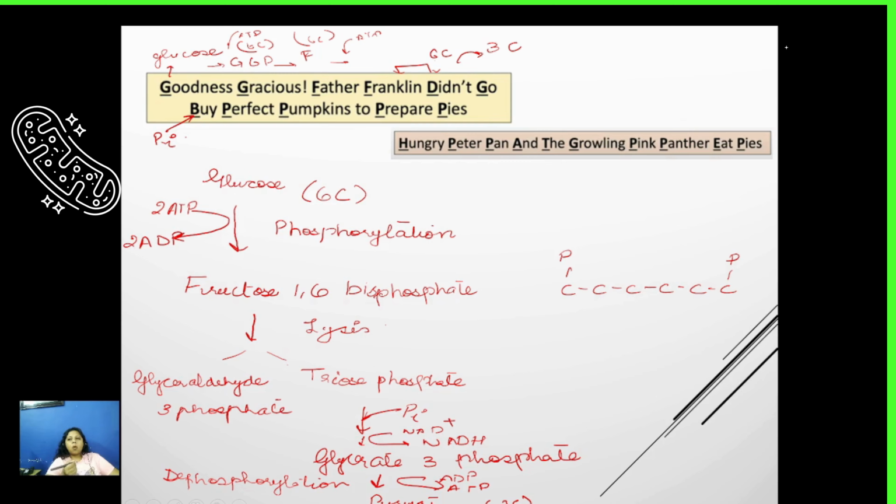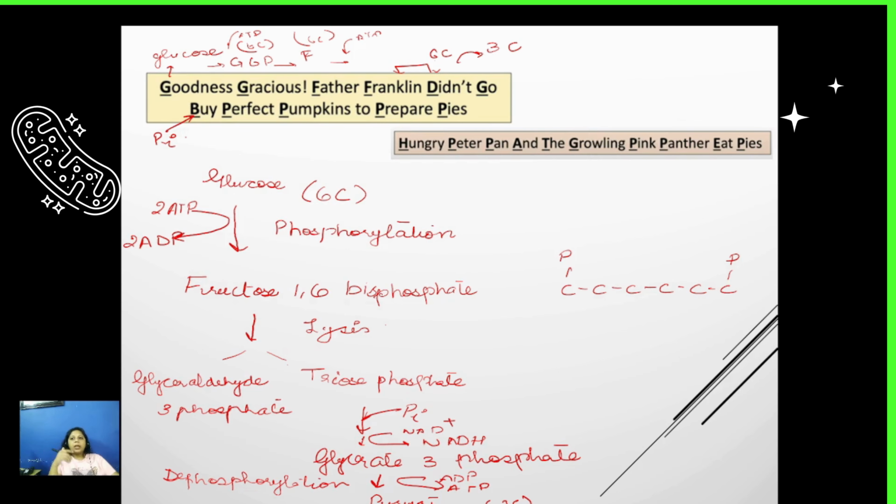So this is all for the glycolysis. Again, I'm repeating, you have to learn only a few steps. You don't have to go into the detail. Very first thing, the glucose is converted by adding two phosphorus into fructose 1,6 bisphosphate. This is phosphorylation. Then the second one is lysis, in which fructose, 6 carbon, is broken down into two molecules of 3 carbon.